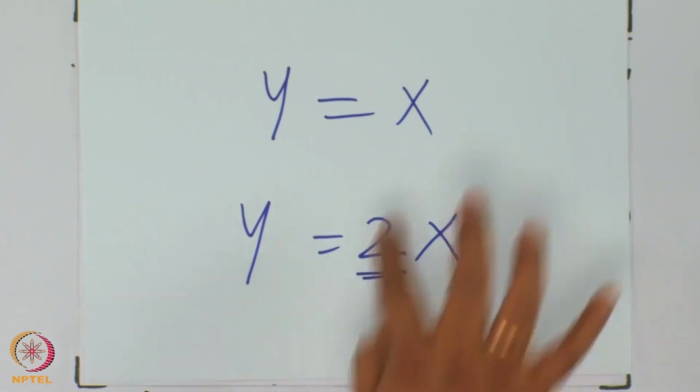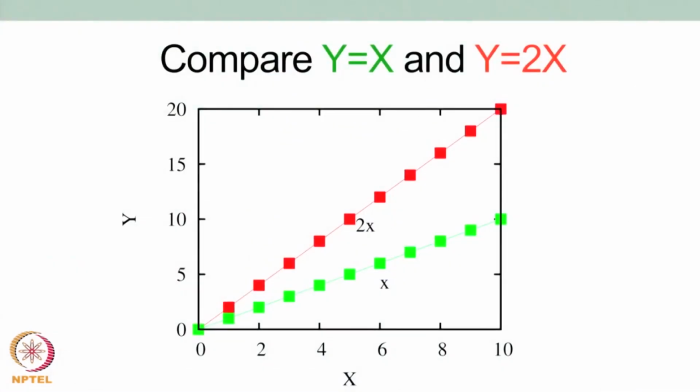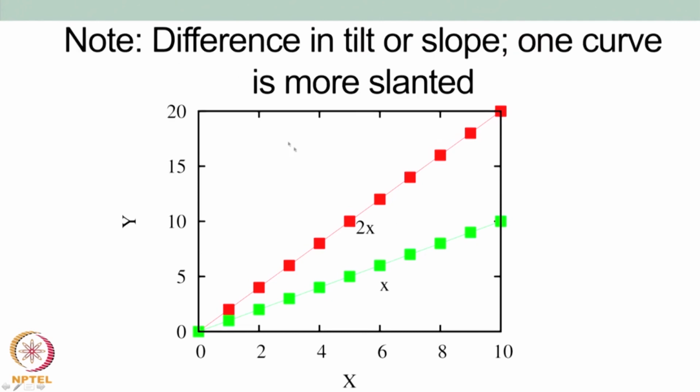So, if you plot y is equal to x and y is equal to 2x together in a graph, it will look like this. What we have here is y equals x plotted in the green line, the first graph. The red line and the dots are y is equal to 2x. If you compare these two, what do we see? We can note that the difference is basically in the tilt. This one is more tilted than that one, in its slope or the tilt or the slant. One curve is more slanted than the other.